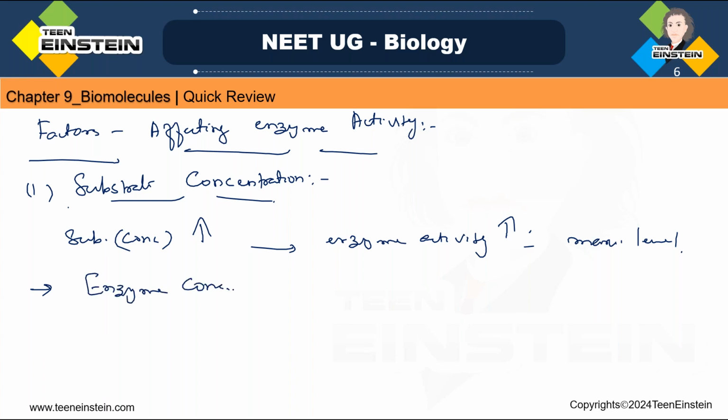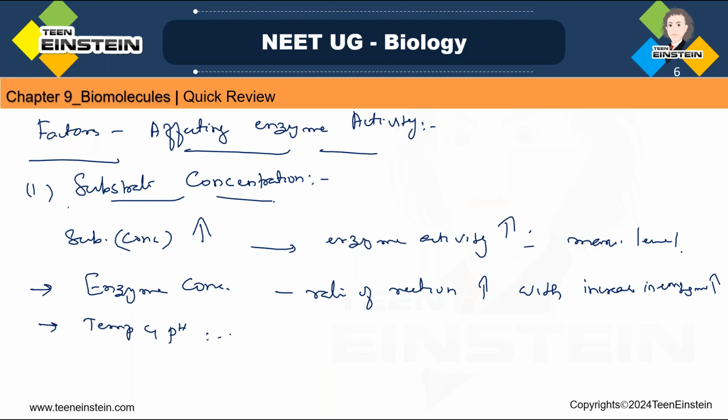Then another factor affecting enzyme activity is enzyme concentration. Substrate concentration, enzyme concentration: we can say the rate of reaction will increase with increase in enzyme concentration. When enzyme concentration is more, reaction rate also will be more. Then temperature and pH.